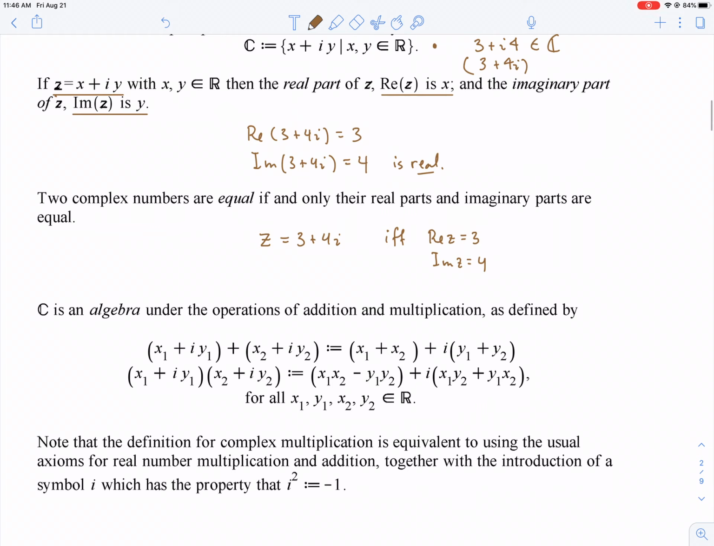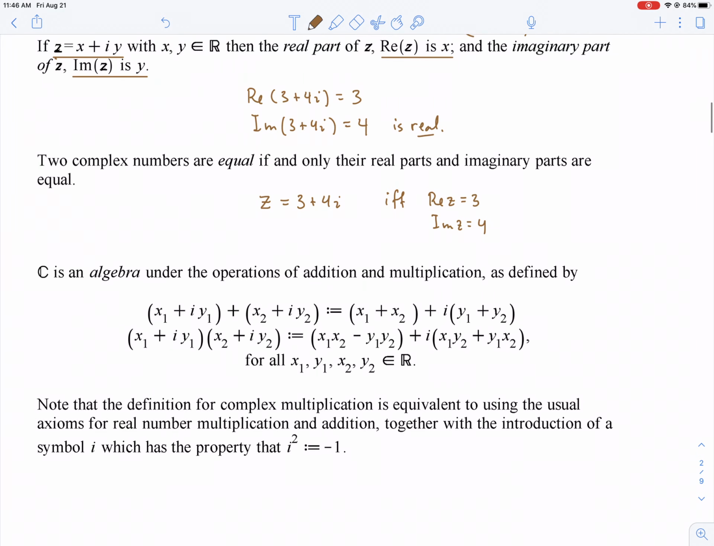You can add and multiply complex numbers. You've been doing it in a number of courses. Certainly in your differential equations course, you did a certain amount of complex algebra. And when you add x1 plus iy1 to x2 plus iy2, the real part of the sum is just the sum of the real parts, x1 plus x2, and the imaginary part of the sum is the sum of the imaginary parts, y1 plus y2.